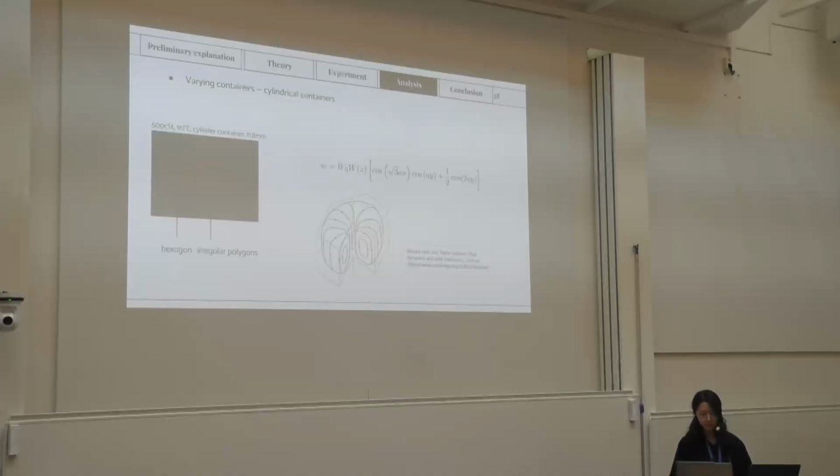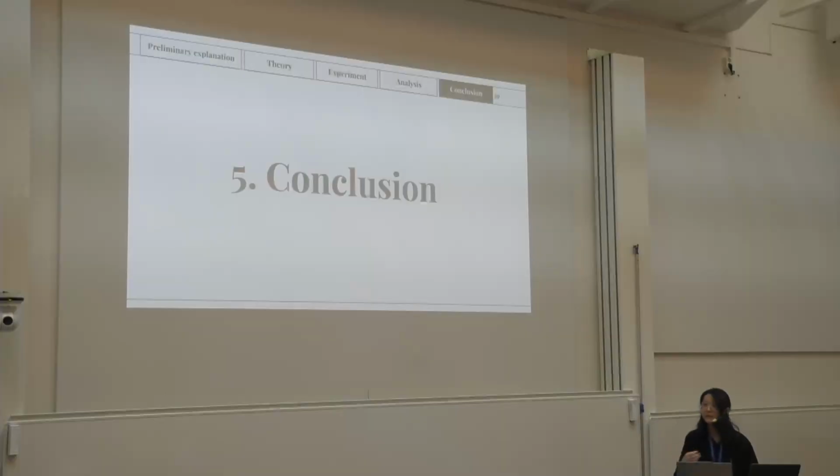And in cylindrical containers, we observe that irregular polygons and a little bit of genuine hexagon cells are formed. This is the equation for the velocity of the cell with hexagonal shape, though we notice it's difficult to match our experiments with this.